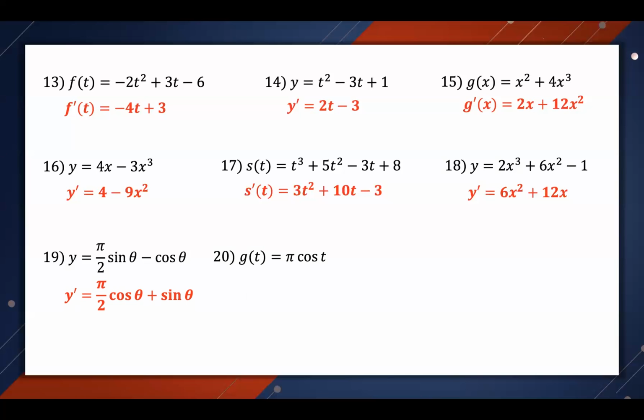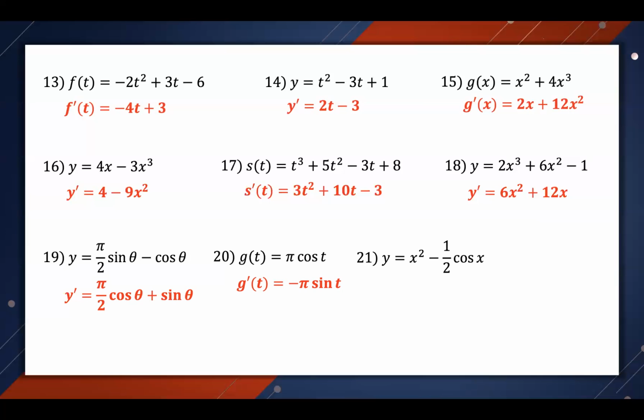And we also could get from this, g of t equals pi times cosine t, and the pi as a constant will be kept from this, and g prime equals negative pi times sine t.